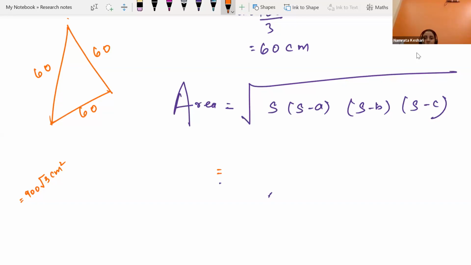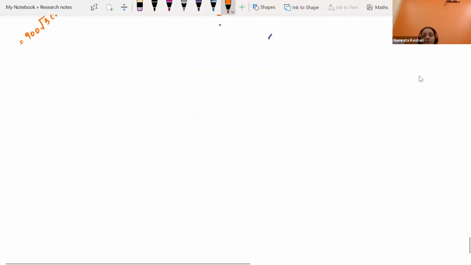Ma'am, in an equilateral triangle, what is the formula to find the area of an equilateral triangle? Is it root 3 by 4 a square? Yes, it is root 3 by 4 a square. There is a formula. Yes, thank you for asking it.